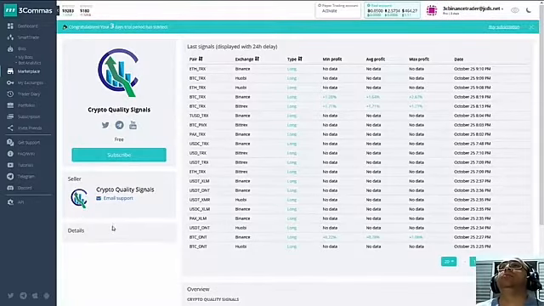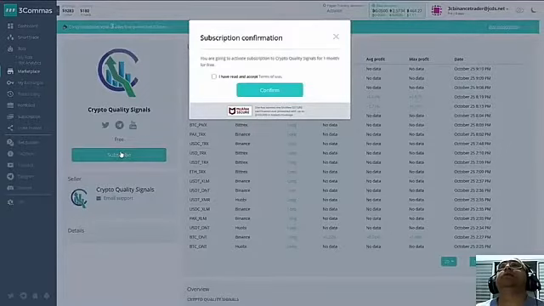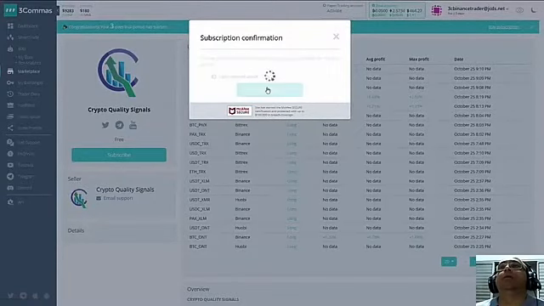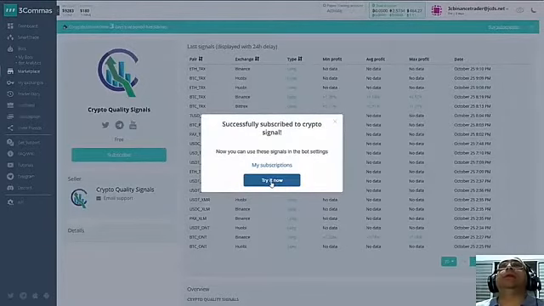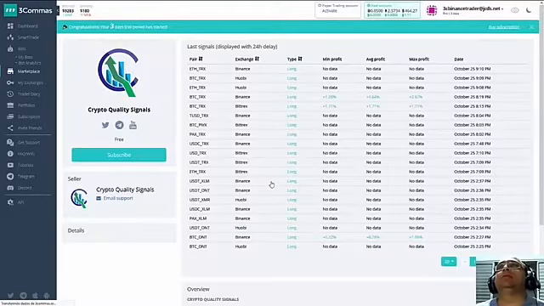Here I can see some statistics about signals, and these are delayed 24 hours, so it's normal to have some of them with no data. And here I can subscribe. Since it's a free signal, I don't need to pay anything. I just need to accept the terms of use and confirm. Okay.